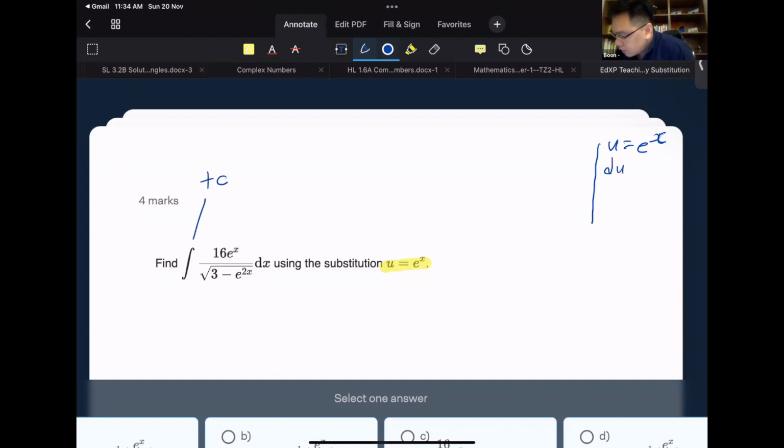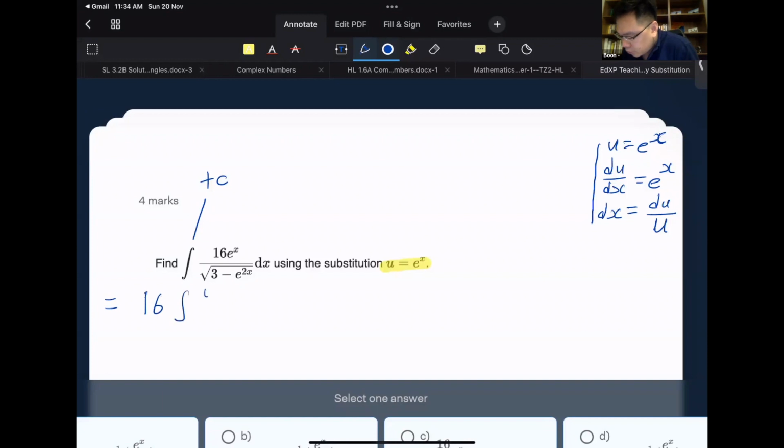Okay, as usual, I will find du dx, which is also e to the x. And again, I also like to have the habit of making dx the subject. Okay, so in this case, dx is du over u. Okay, and that's that. Let's try to solve this. So the idea with integration by substitution is to replace all the x's with u's.